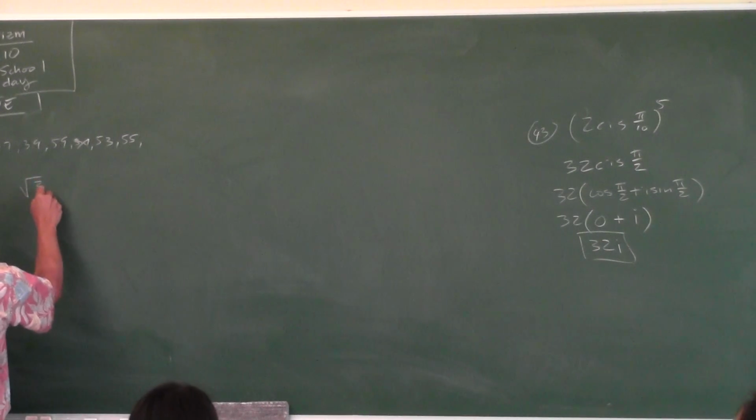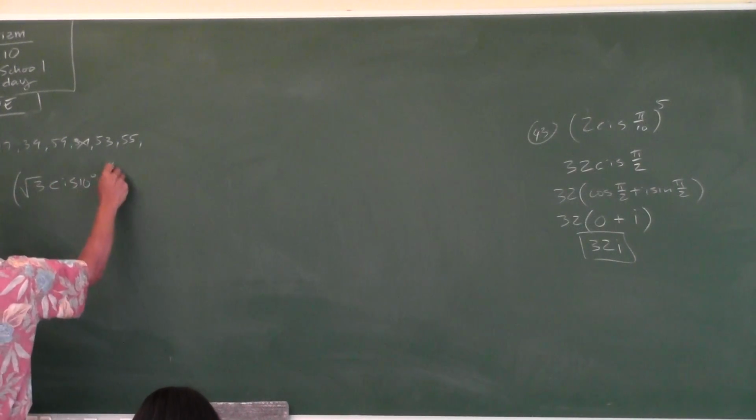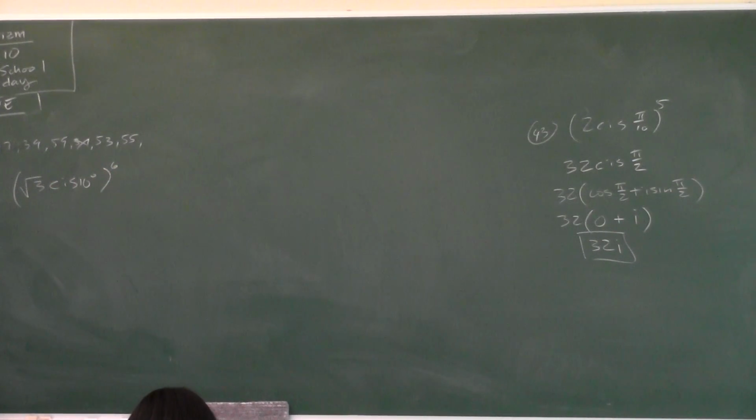Root 3 KISS 10 degrees, raised to the 6th power. Okay, look, we're doing the same thing every single problem before. What is root 3 to the 6th power? Read it off the paper. Root 3 to the 6th power.